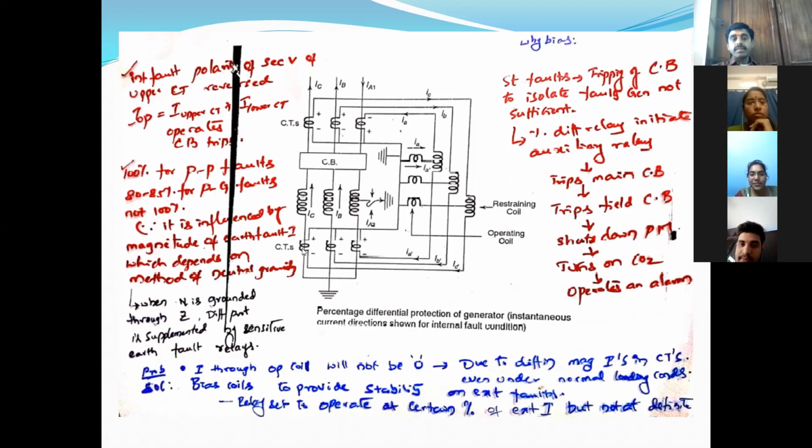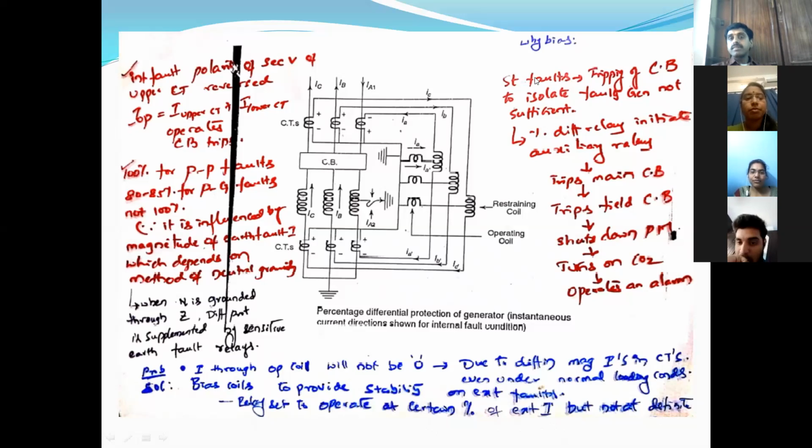So what is the solution for that? The bias coils are to be provided, and the bias coils provide stability for external faults. That means for external faults, these bias coils will definitely help not to operate the relay. This (I1 plus I2)/2 will definitely be more than whatever small amount of current is flowing in the operating coil, and they will restrict the relay from operating. So the relay is set to operate at a certain percentage of the external current, but not at a definite value. Already we said the percentage for differential protection: (I1 minus I2) / ((I1 plus I2)/2) into 100.